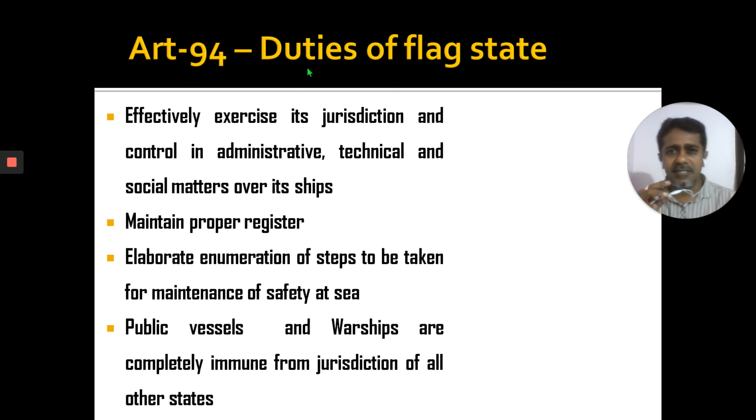We already discussed exemption from jurisdiction in the previous classes. Once it is a ship which is a warship, or a public vessel belonging to a particular sovereign state, they are immune from the jurisdiction of all other states. None of the other states can exercise their jurisdiction over those ships and the crew who are there in the ship. In this regard, you may get some doubts.